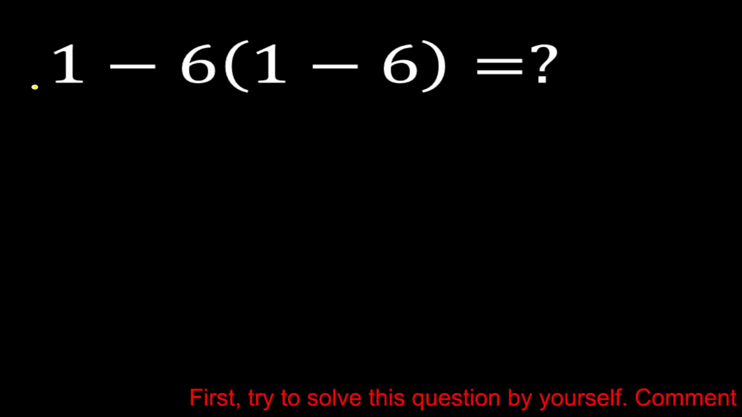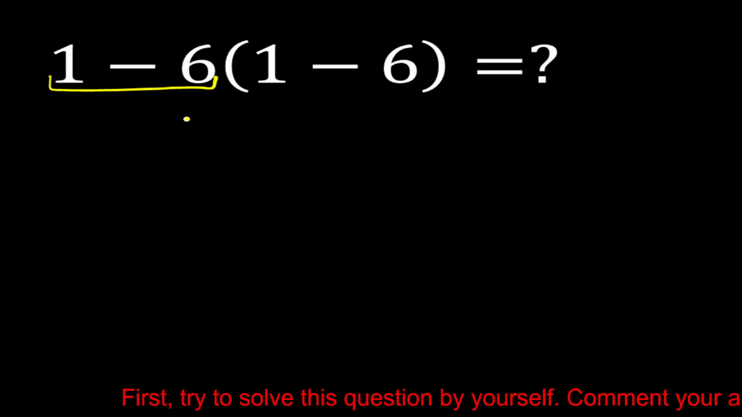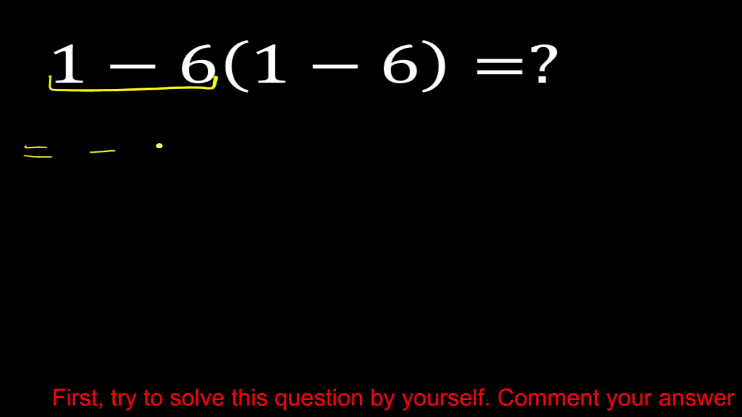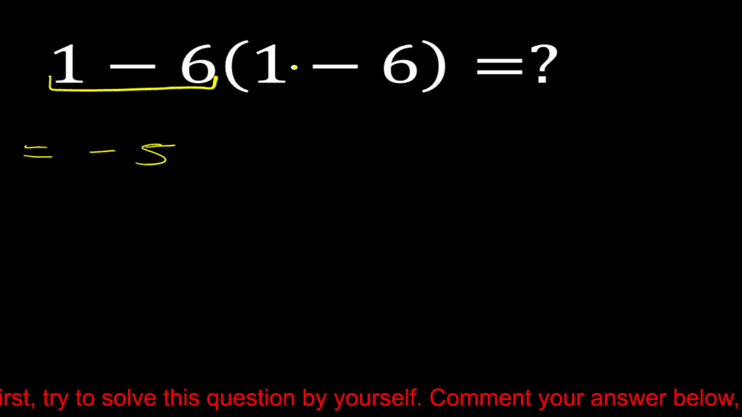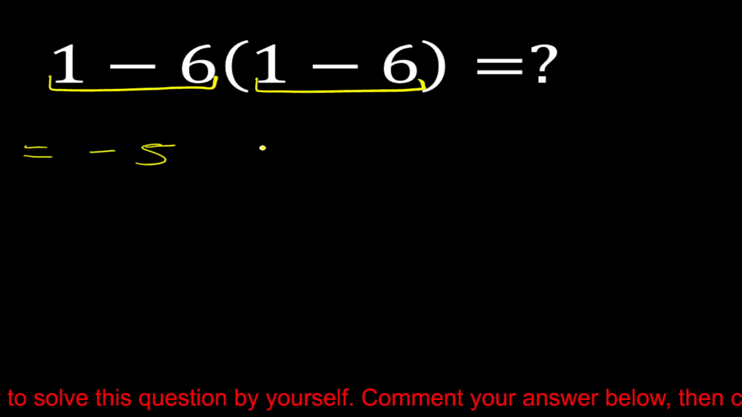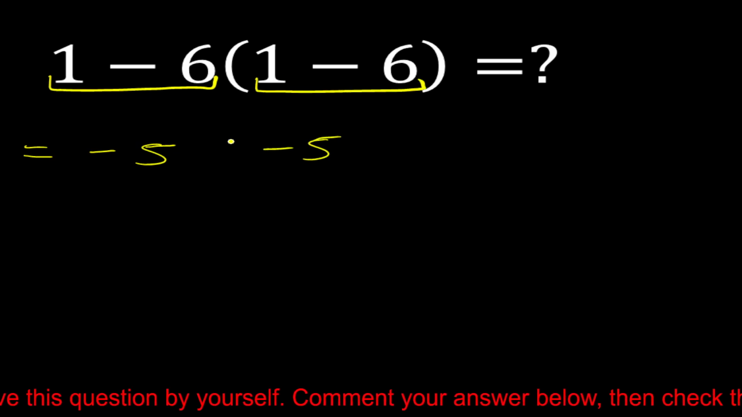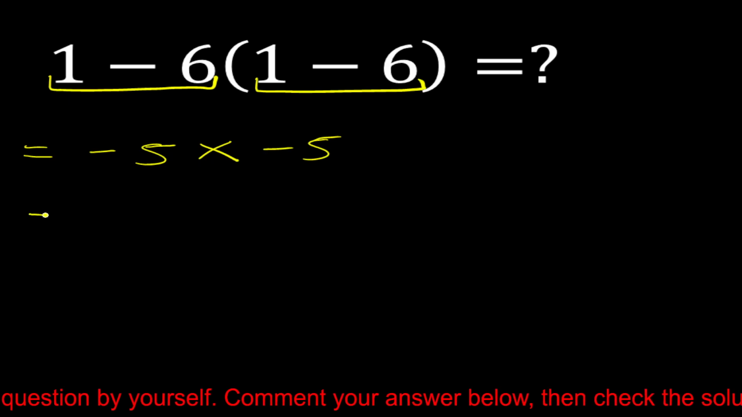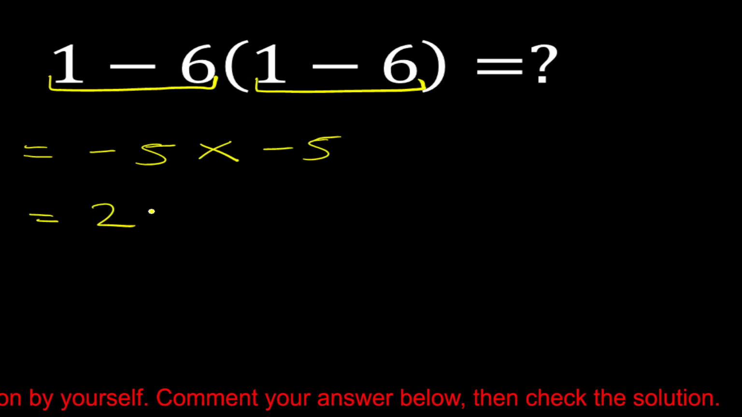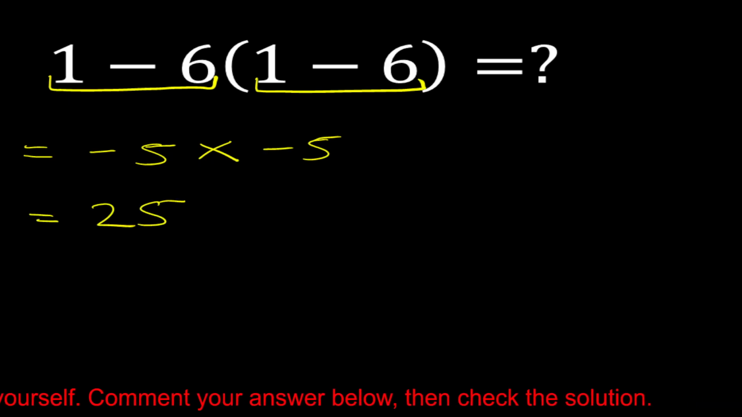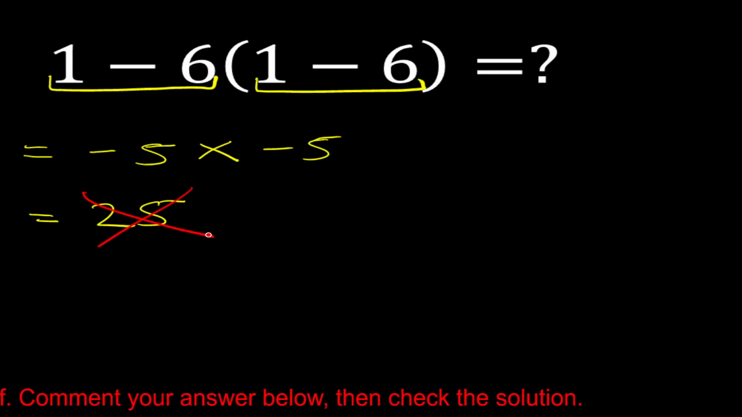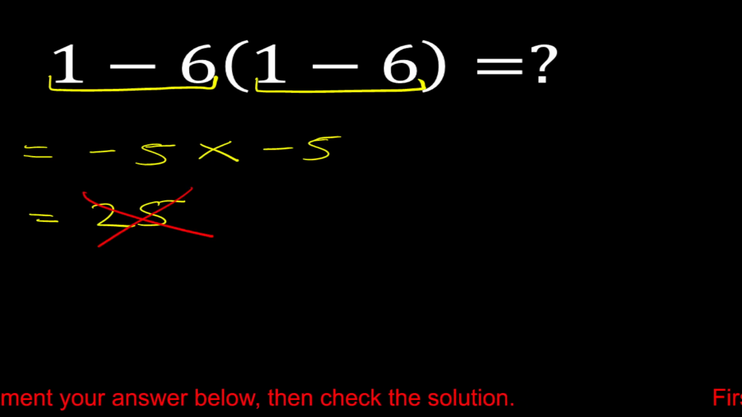So most people solve this question like 1 minus 6 is equal to minus 5. Then again 1 minus 6 is equal to also minus 5. Now minus 5 multiply minus 5 is equal to plus 25. Okay, but this answer is not correct. This answer is completely wrong.